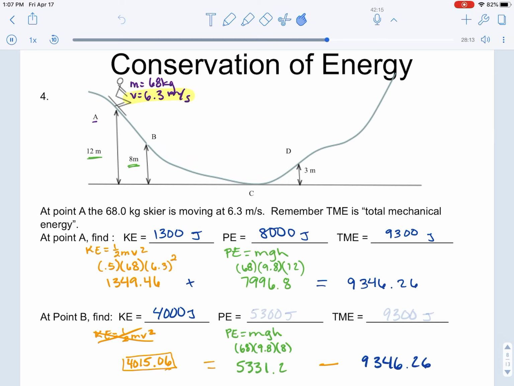So we have gained kinetic energy. We're farther down the hill. We're moving faster. That makes sense.